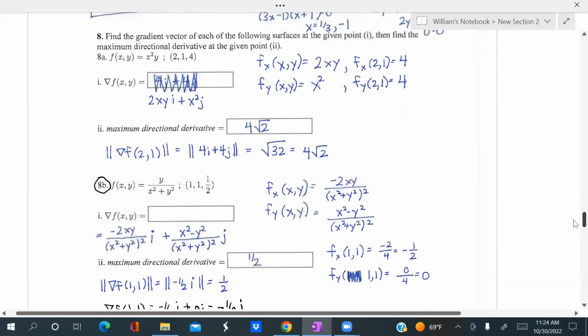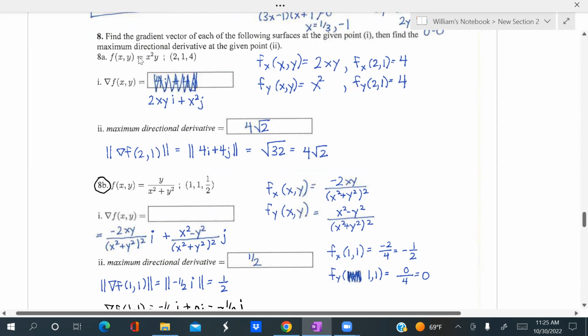So here we're doing something different, right? We are now dealing with gradient vectors. So remember, the gradient vector is the direction of the maximum slope, correct? So we want to find the gradient vector for each of the surfaces here in part 8, and then find the maximum directional derivative at the given point, okay?